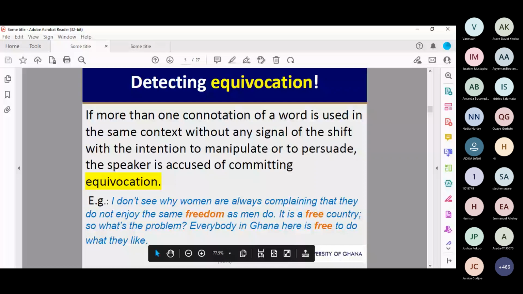You see? So first of all, see what he says. I don't see why women are always complaining that they do not enjoy the same freedom as men do. The same freedom as men do. So the word is freedom. It is a free country. Now, do men and women enjoy the same freedoms? No, they don't. Just like men have certain freedoms that women don't have, women also have certain freedoms that men don't have.